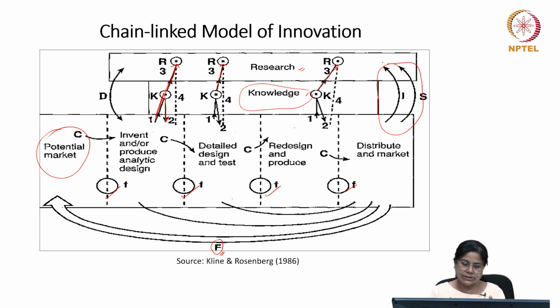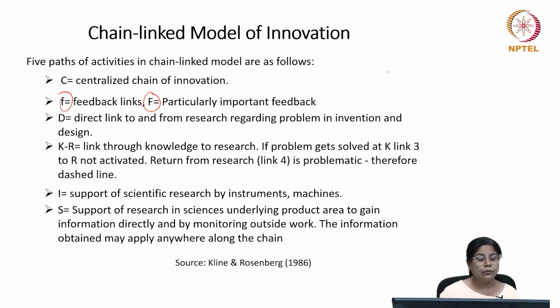So, learning from these kinds of examples, they said that the existing instruments which are available in the market also feed into the development of research, and that is where this kind of link is being provided. So now we have understood an interlink between I and S also, whereby they contribute to this. So what is S? S is basically the support of research in sciences, which is underlying the product area, to get the information directly or by monitoring the outside world. The information obtained may apply anywhere along the chain.